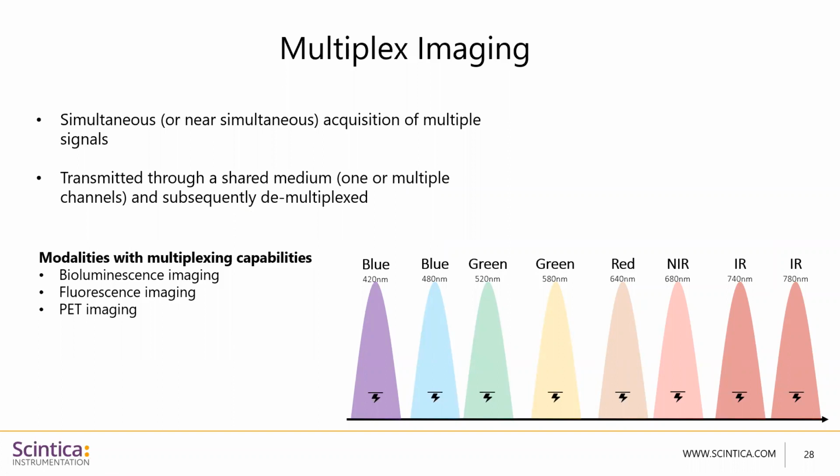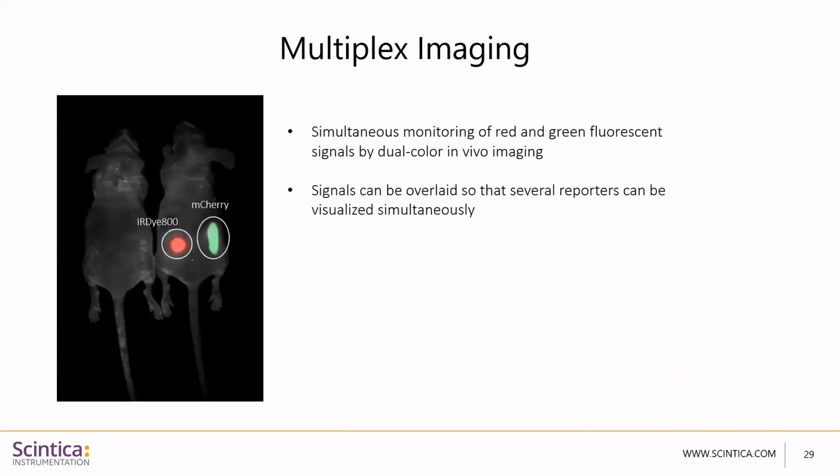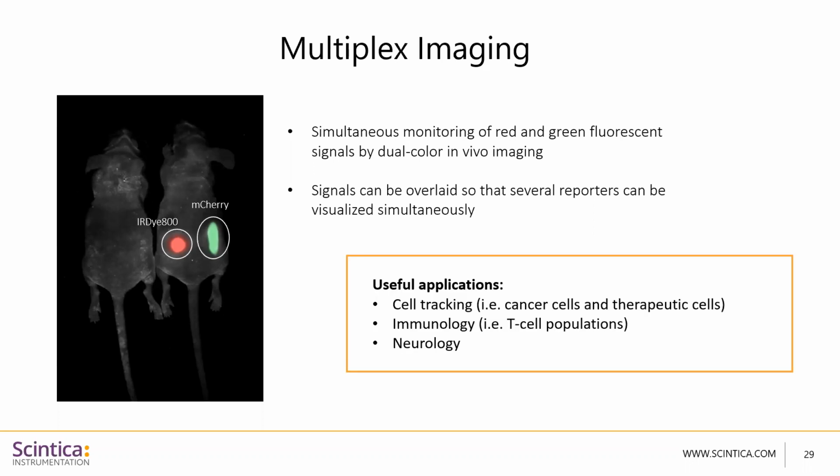Multiplex imaging. This is a great option for those of you looking at treatment studies or maybe tracking multiple cell lines within the same animal. It's basically the simultaneous acquisition of multiple signals within the same animal. Here we have an example where you can look at both red and green fluorescent signals, and then they're overlaid so that both reporters can be visualized simultaneously.